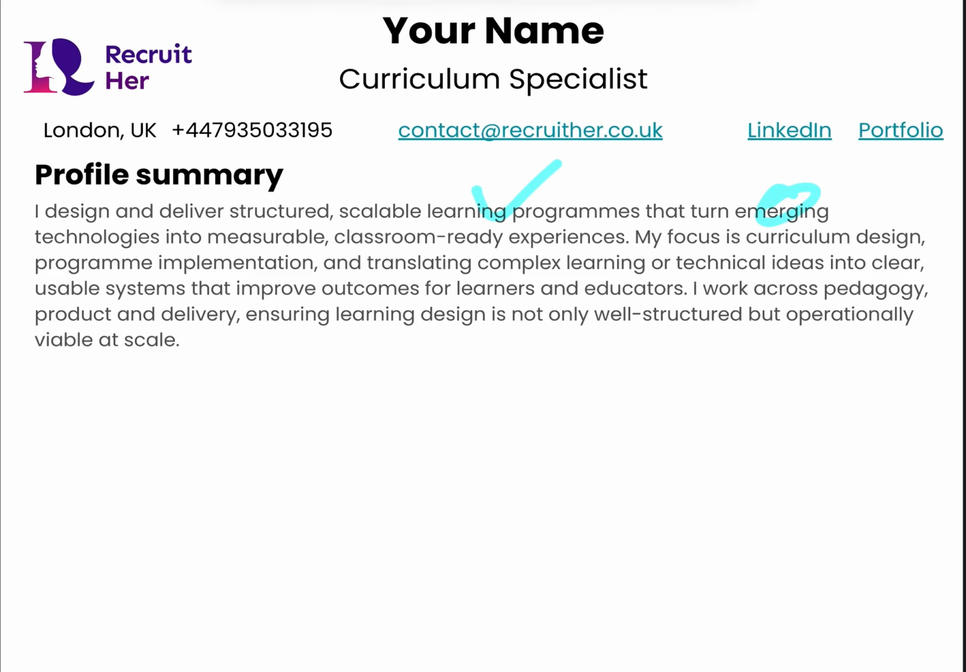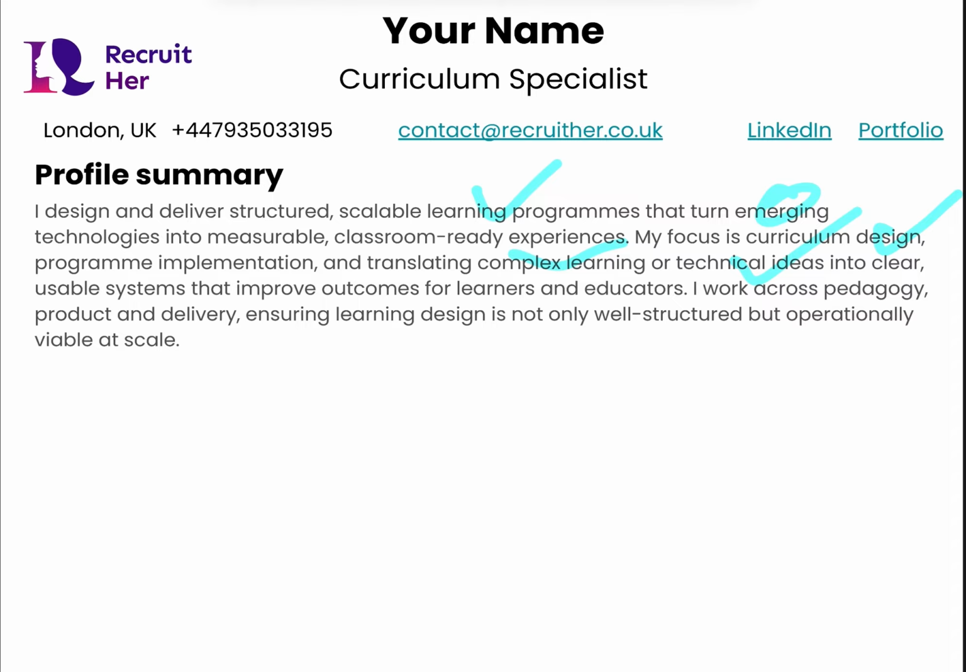Amazing. So basically what they're saying is that they take tools, they implement the tools, and they can measure the impact. That's fabulous. My focus is curriculum design. Great, because we're looking for you. Program implementation and translating complex learning or technical ideas into clear, usable systems that improve outcomes for learners and educators. Cool. So this person understands the complexity of learning, but also understands the technical aspects of it.